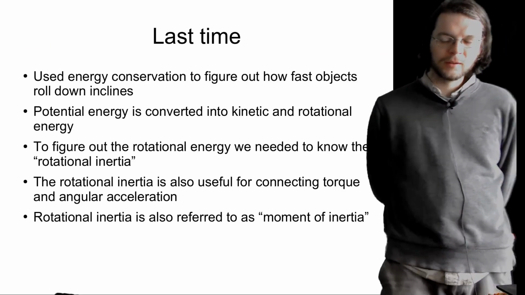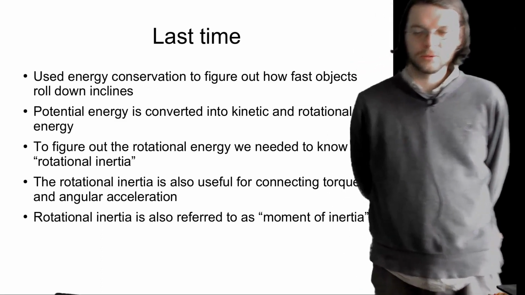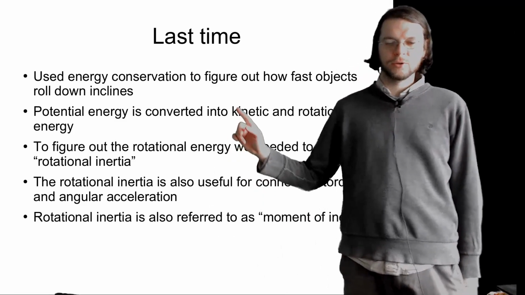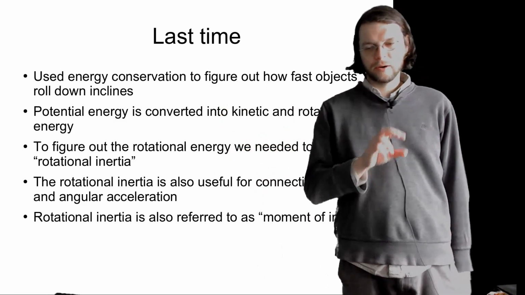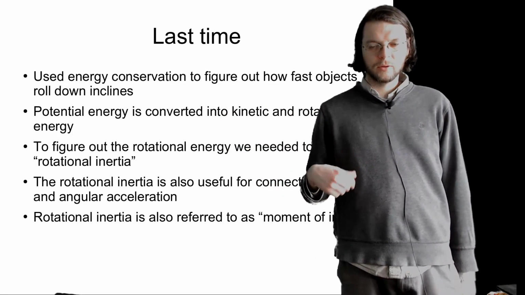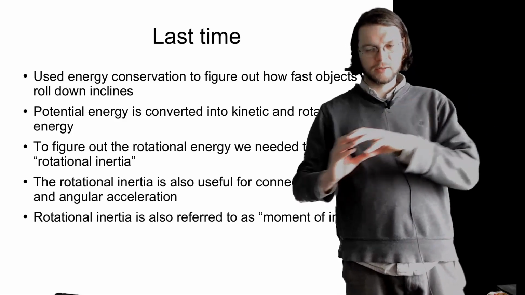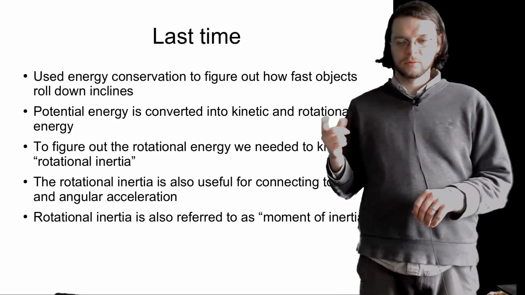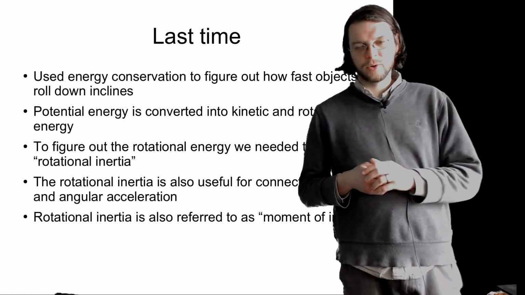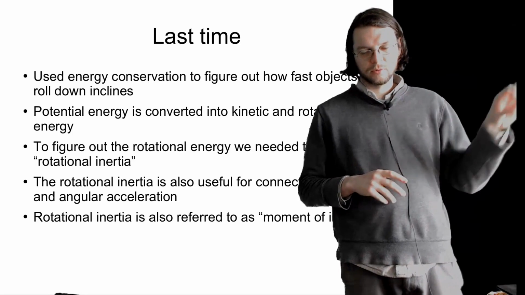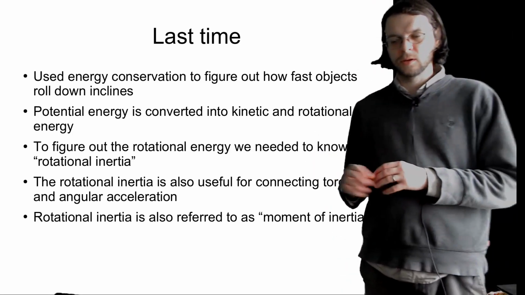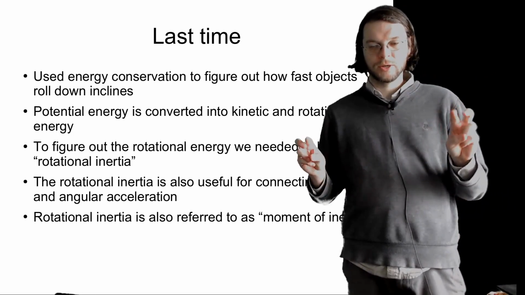But in the previous lecture, which was a while ago, before spring break and all this craziness, we talked about how energy conservation can be used to figure out how fast objects roll down inclines. Not only is there what I would call the center of mass kinetic energy, there's also rotational kinetic energy. The gravitational potential energy is converted into both of those kinetic energies as it rolls down, which means the speed at which the thing rolls depends on what rotational inertia that object has.